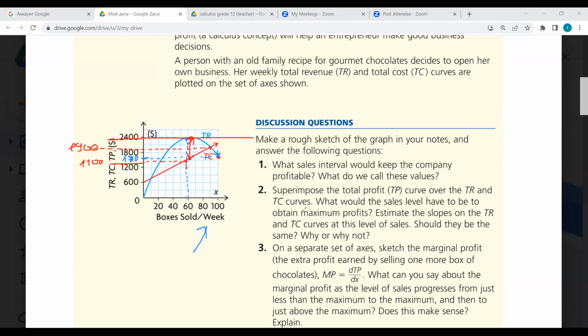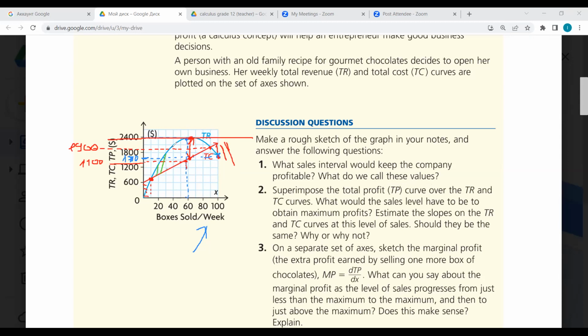So, what sales interval would keep the company profitable? What do we call these values? I would say the interval where the total revenue is greater than total cost, right? Because here we see that if we make two less boxes, total revenue is still less than total cost and we are losing money, right? And here we're going to keep losing money.